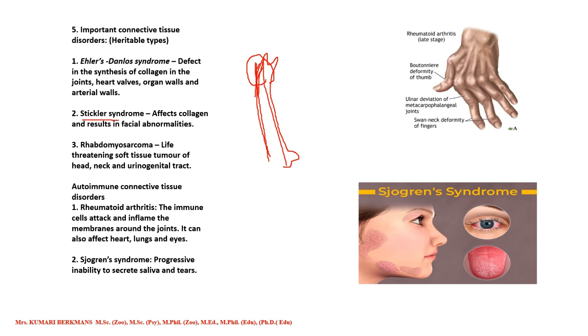Next one is Stickler syndrome. What is Stickler syndrome in the sense? This is also the same, affects collagen. As a result, facial abnormalities. The other condition affects the whole body, that is the joints, heart walls, organ walls and arterial walls, whereas this Stickler syndrome affects the facial features. Okay, so whatever it may be, you have to take your food in a proper way and do exercise. That is very important. Do proper exercise every day. Be active. Exercise is very, very important.